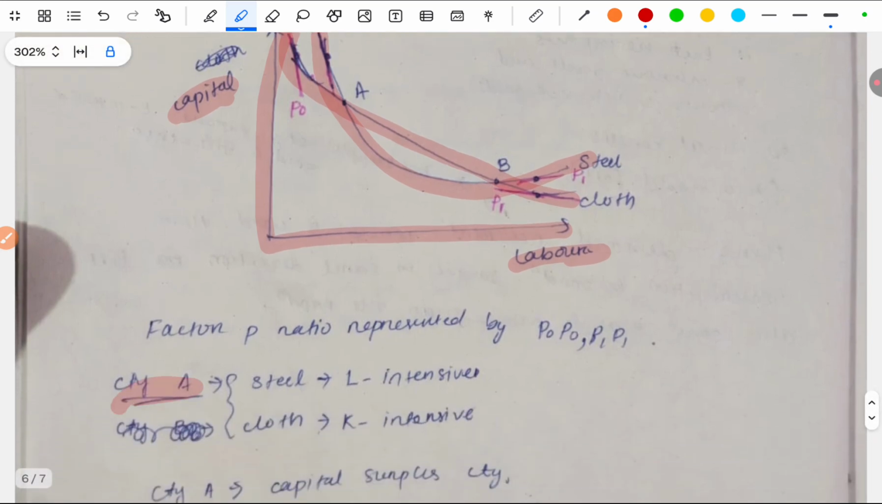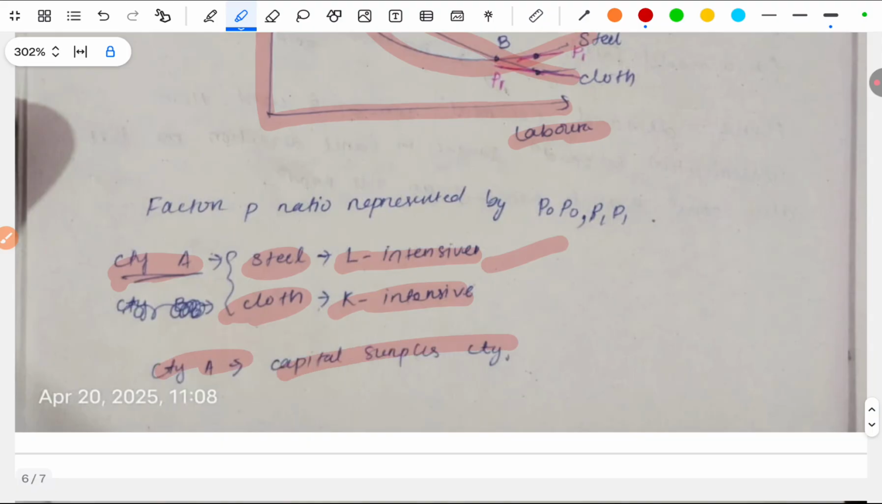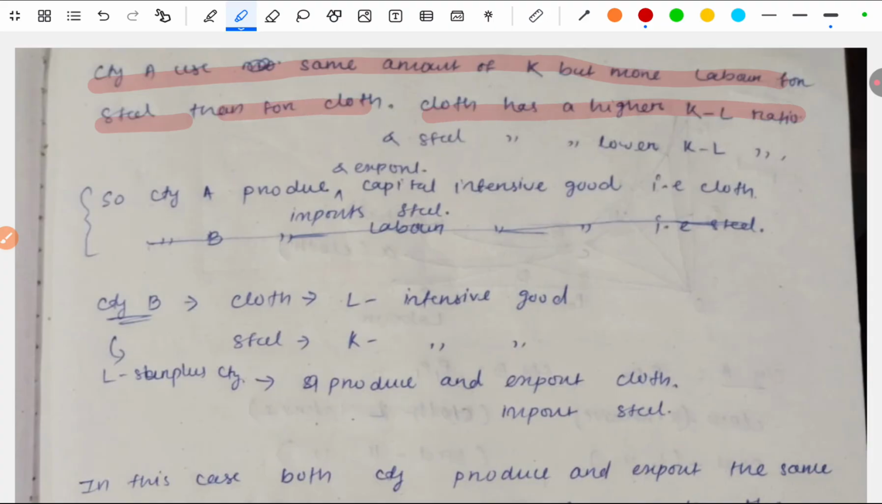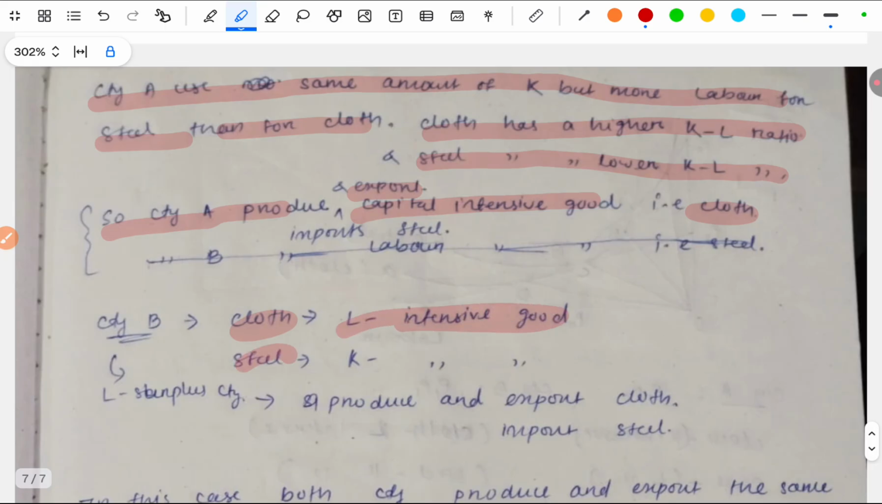In country A steel is labor intensive; before we knew steel is capital intensive, but here we take it as a labor intensive good. Cloth we take as a capital intensive good. Country A, a capital surplus country, will produce more cloth. Country A uses the same amount of capital but more labor for steel than for cloth. Cloth has a higher capital labor ratio and steel has a lower capital labor ratio. So country A produces and exports the capital intensive good, cloth, because country A is a capital abundant country. For country B, cloth is a labor intensive good and steel is a capital intensive good. Country B will be a labor surplus country and will produce and export cloth.